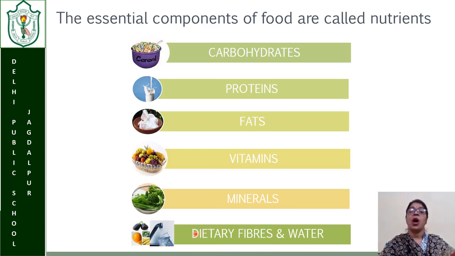So how many nutrients do we get in our food from the different sources? Carbohydrates, proteins, fats, vitamins, minerals and roughage. So in total, six nutrients are important for our health and we get them from different sources of food.